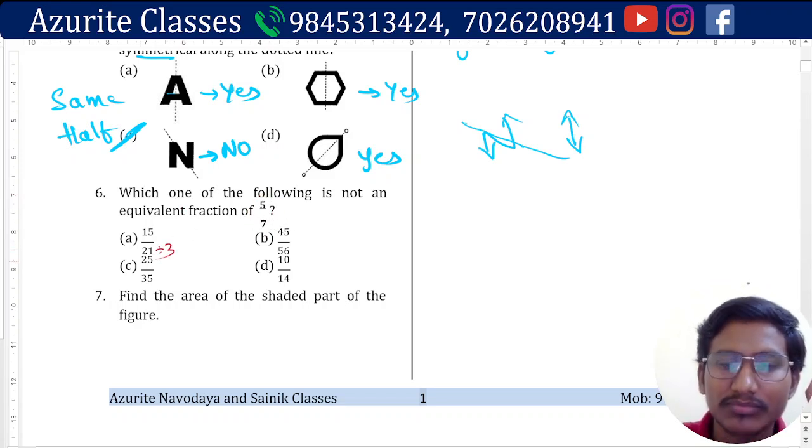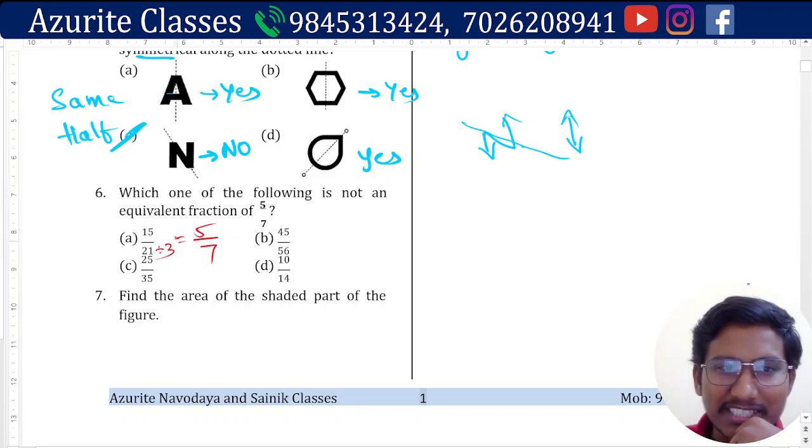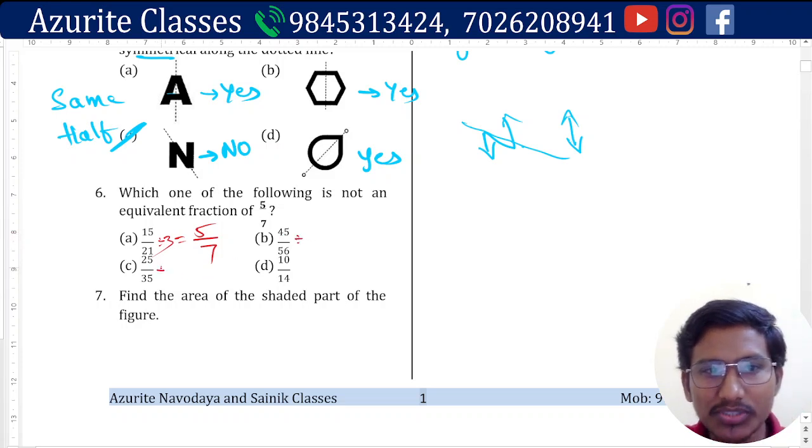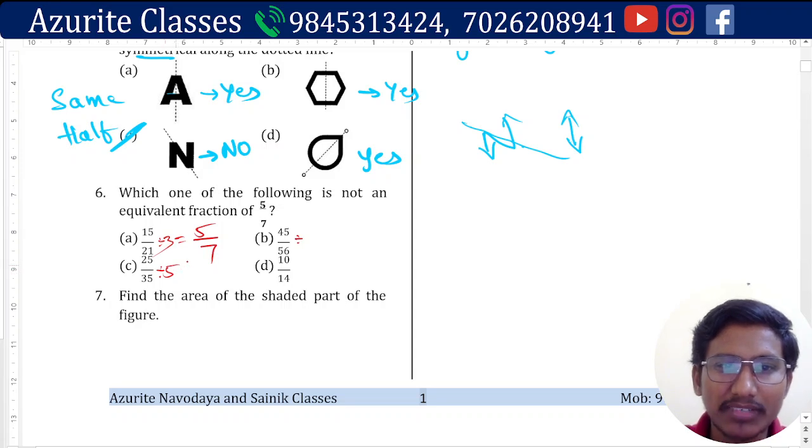So 3 it will come. 21 and 15 come in the 3 table, right? So 3 sevens are 21, 3 fives are 15. Yes, it is coming when you divide the numerator and denominator by 3. Here, in option C, divide with 5. So 5 fives are 25 and 5 sevens are 35. And here if you divide with 2, 2 fives are 10 and 2 sevens are 14.